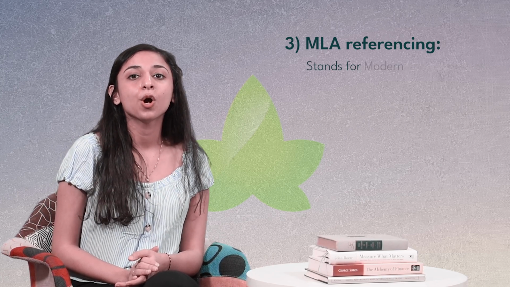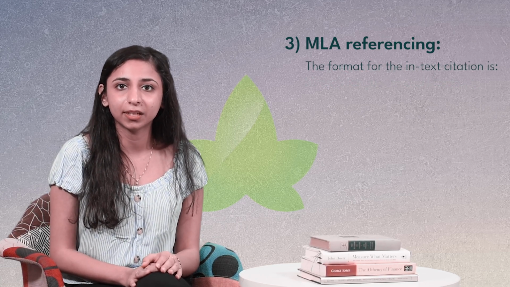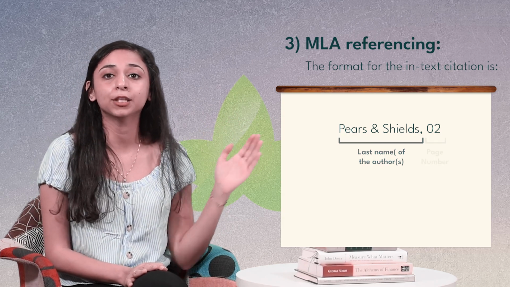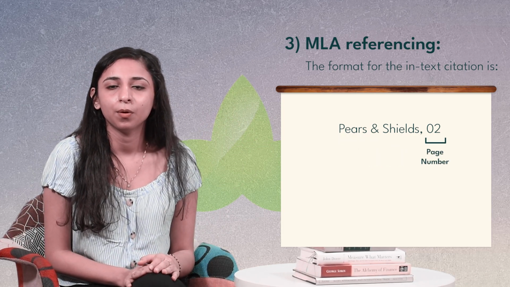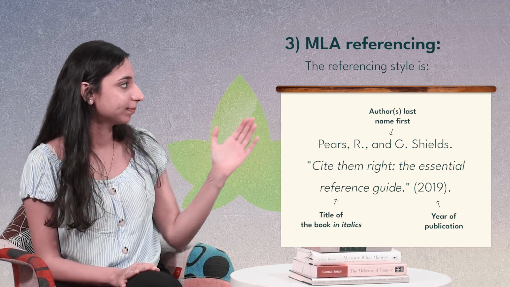Let's discuss the third referencing style, that is MLA, which stands for Modern Language Association. This organization focuses on history, language, and literature. In MLA, the format for the in-text citation is the author's last name and the page number, whereas the referencing style for the same is.